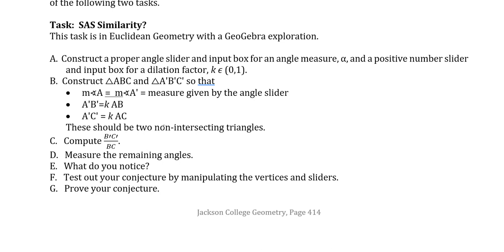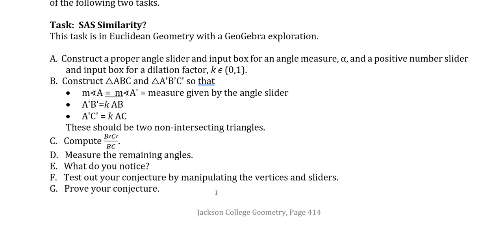Then compute the measure of B prime C prime over BC, and see if it's the same as this factor K. Then measure the remaining angles and see if their corresponding ones are congruent. So what do you notice? Test it out by manipulating the sliders and the vertices, and if it always works, then we're going to probably assume that the SAS similarity thing works. If not, you should come across a counterexample and you prove it's false.